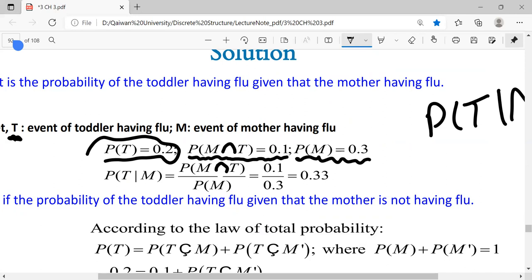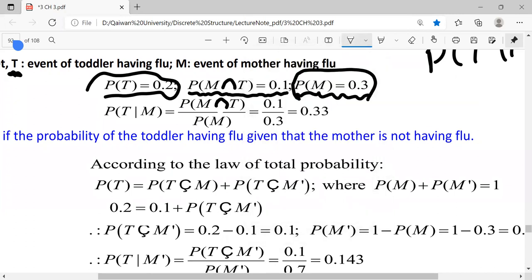And the probability of mother having flu is 0.3. So it's 0.1 divided by 0.3, which is 0.33. This is the probability of toddler having flu, given that mother has flu. Yeah, we apply the conditional probability.